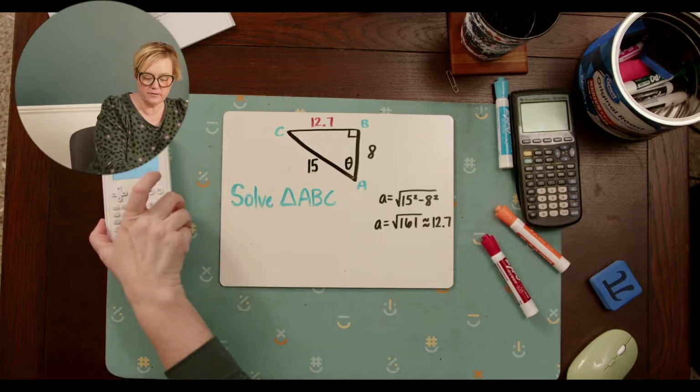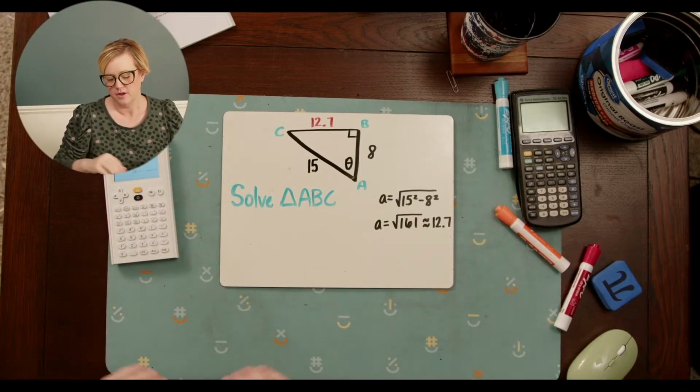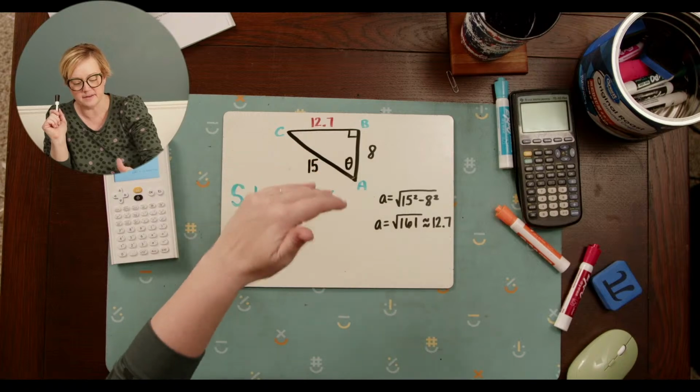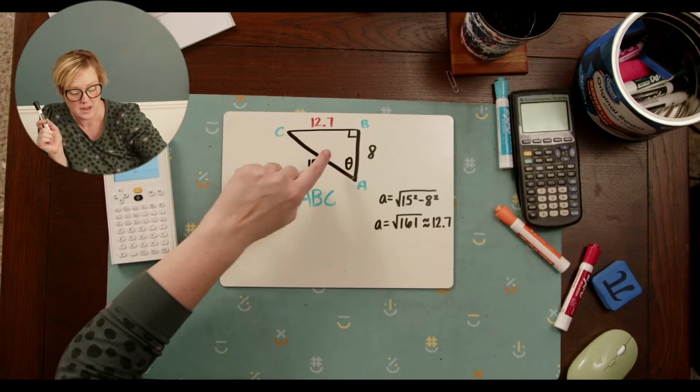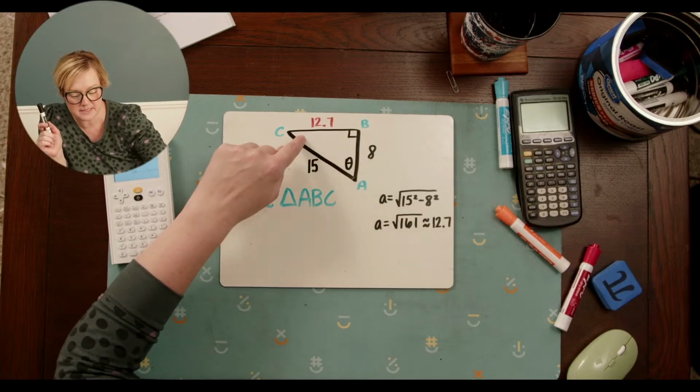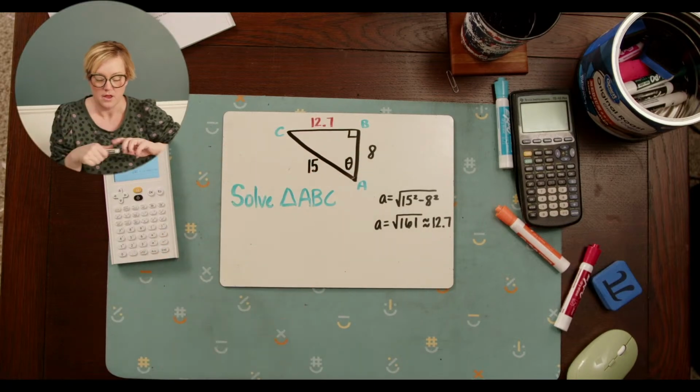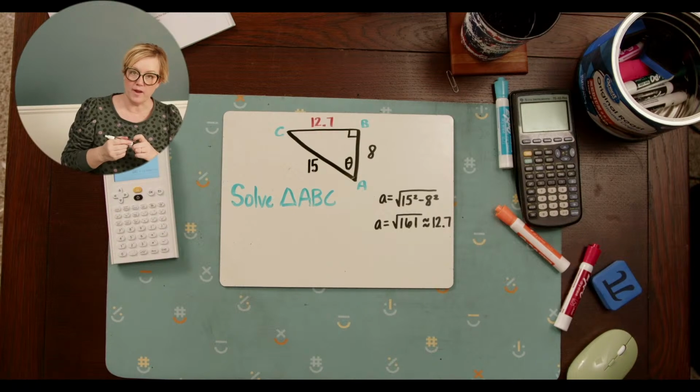So now to make the connection between my side lengths and my angles, because I need to figure out what this is. Now I do know that they both add up to 90, right? Because 90 plus this will all equal 180. So now I need to go in and use my trig ratios.